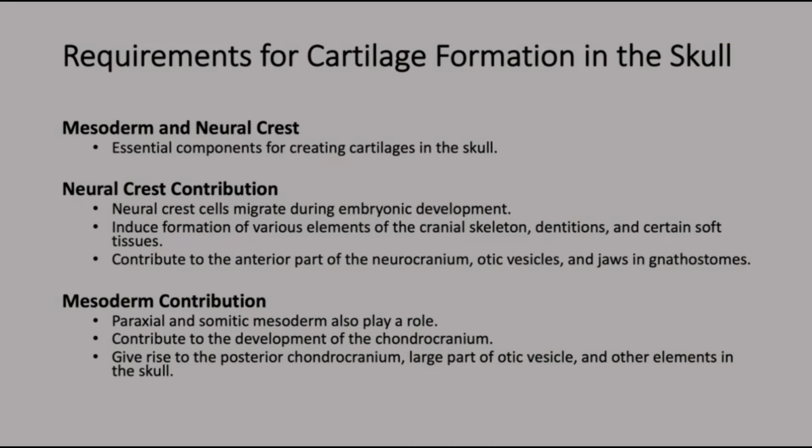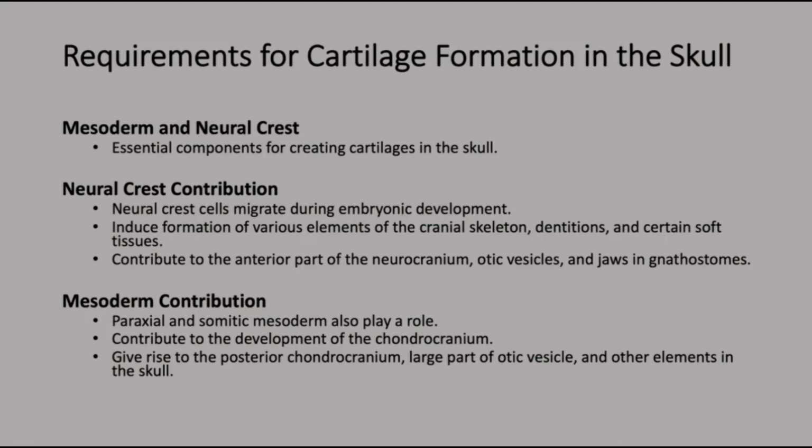And because of this, they were then able to form the anterior part of the neurocranium, so basically the front parts, right? So the otic vesicles, which contain the ears, and then the jaws in gnathostomes. So what are gnathostomes? We mentioned before, agnatha is an animal which doesn't have jaws, and gnathostomes are animals which have jaws.